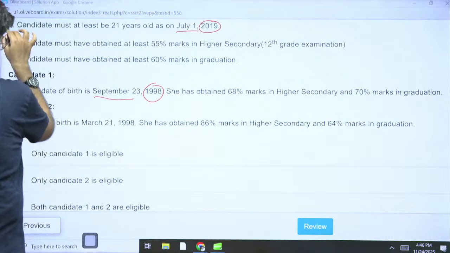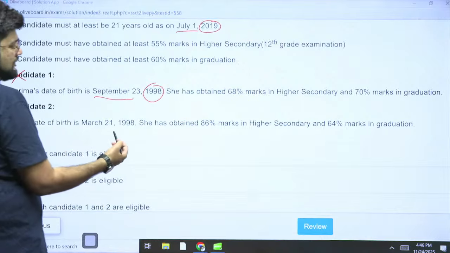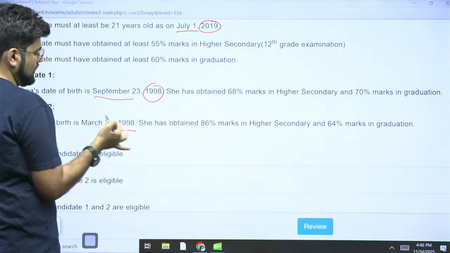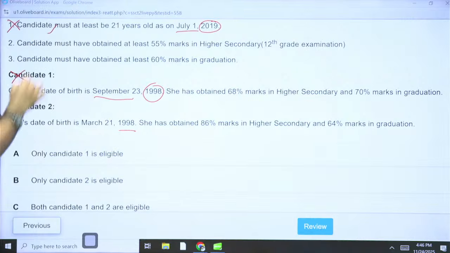So date of birth is a problem, and they have not given any variation. So candidate 1 will not be selected. Technically, you have to be this fast because there is no other variation. Check this one now. Geeta's date of birth is March 21, 1998. Again, she is 21 years, and in March only she would have become 21. So this is perfect. Date matches for the second candidate.